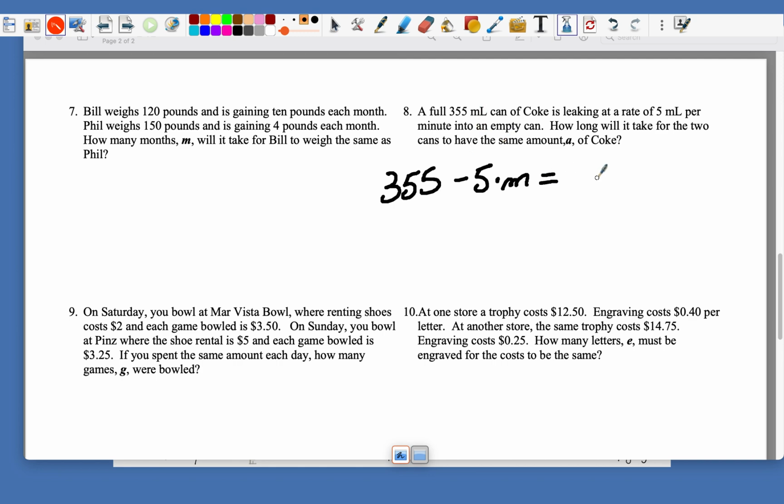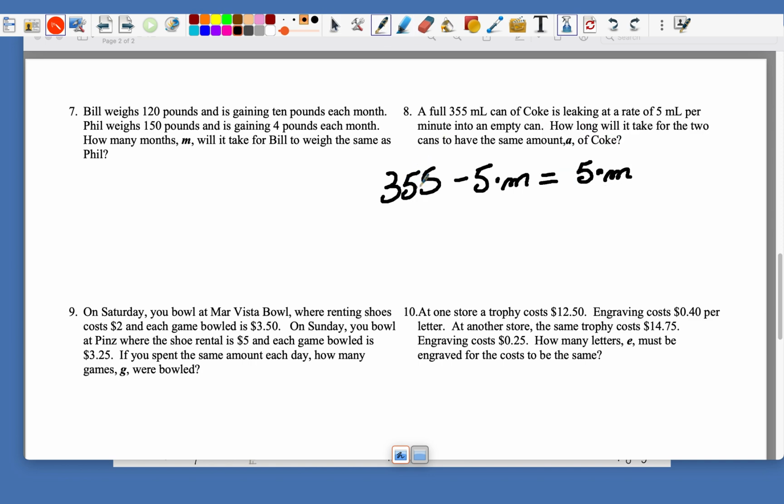The other Coca-Cola can, right, it's empty, so it starts at 0. There's 0 milliliters in the can, but it's gaining how much? It's gaining 5 milliliters per minute. Every minute it gains 5 milliliters. So now that 0 we don't need, so I'm just going to take that off, and maybe I can move this 5M. Right, so that would be my equation.